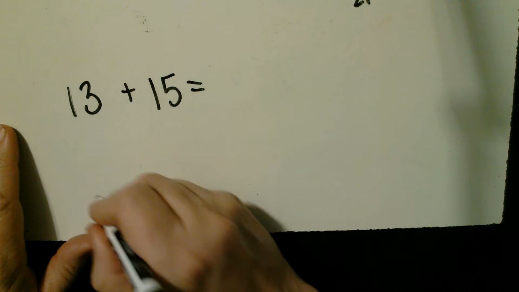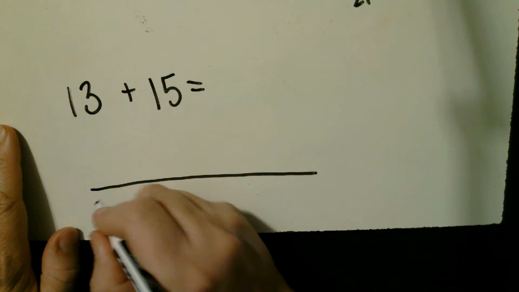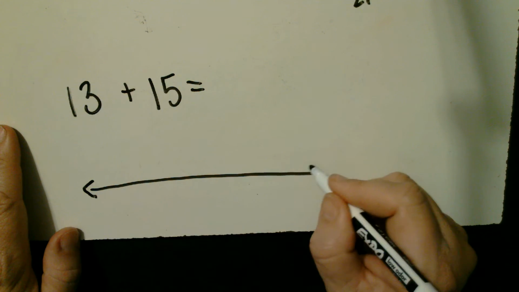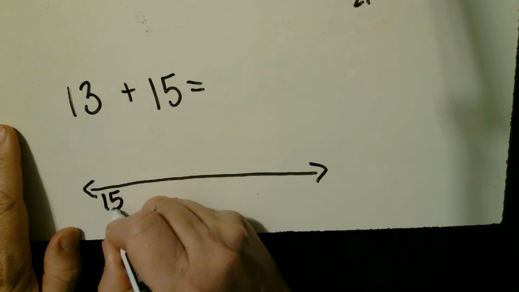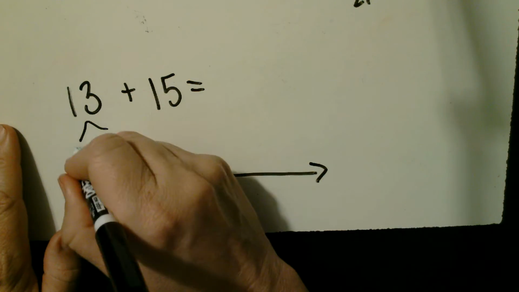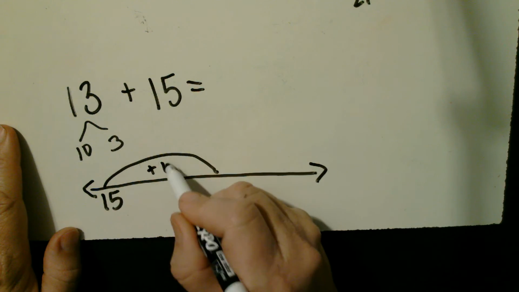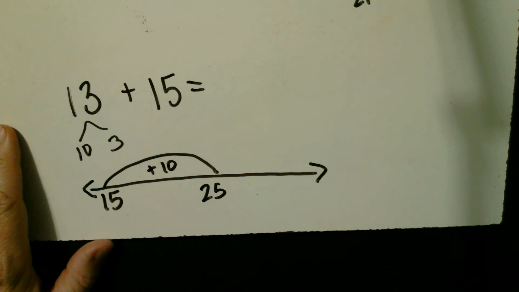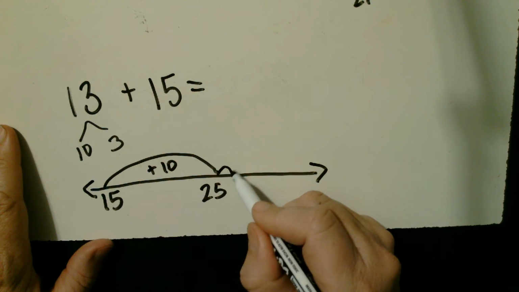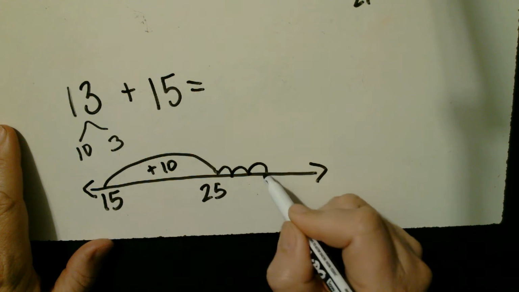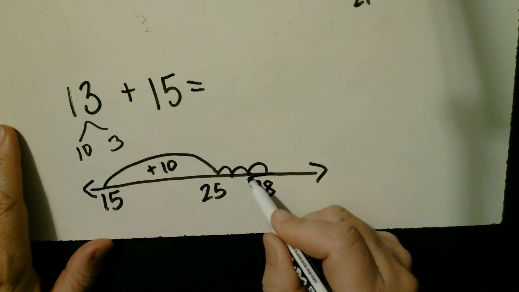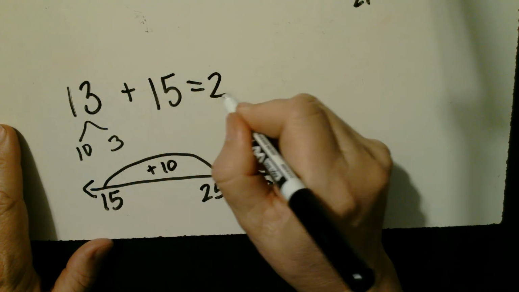I have different ways. I can put it on a number line. I'll start at the bigger number, 15, and I'm going to jump 13. So 13 is a 10 and a 3 to make my jumps easier. 15 plus 10 is 25, and then 3 more. 1, 2, 3, 26, 27, 28. So we got 28 shells.